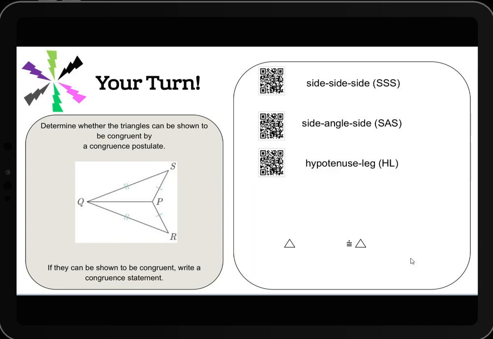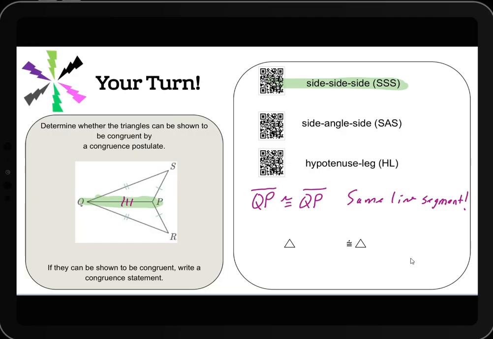So in this case, we should have said SSS. Notice how they share the side QP. So when they share QP as a segment, QP is congruent to itself, right? Because again, same line segment. It's the same line segment, so therefore they're congruent to each other. So that's the third side for both triangles.